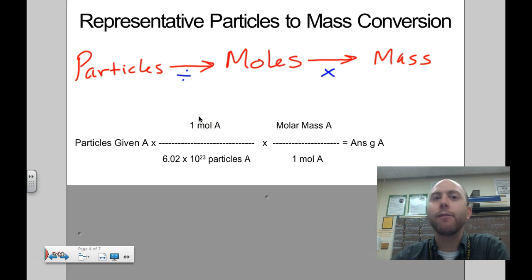But again, that's only halfway there. Then I have to get rid of moles. So I'll put mole on the bottom and I'll put the molar mass on top. So I will divide by 6.02 times 10 to the 23, and then I'll multiply by the molar mass and that'll give me my answer.